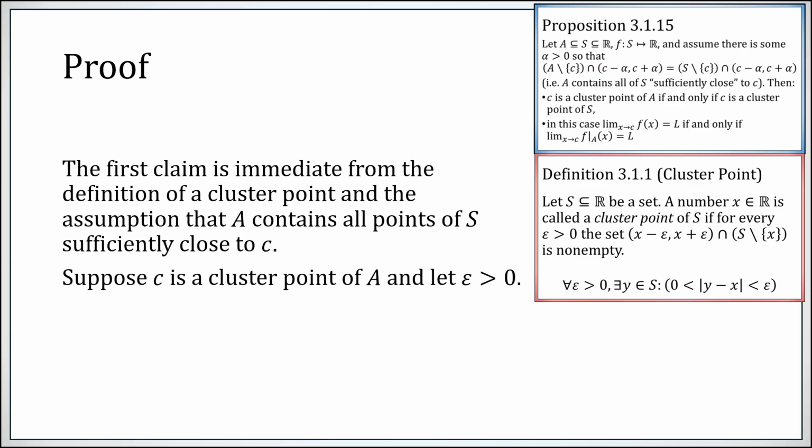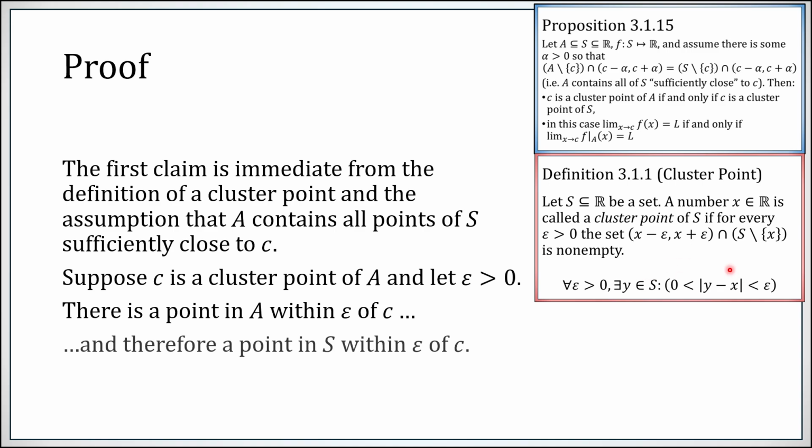So suppose C is a cluster point of A. We now want to show it's a cluster point of S. So let epsilon be positive. Because C is a cluster point of A, there does exist a point in A very close to C. However, based on this assumption, as long as you're close to C, A and S coincide, so this point that was in A is also in S. Therefore, C is a cluster point of S.